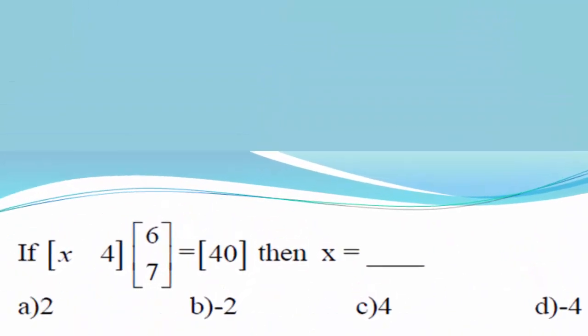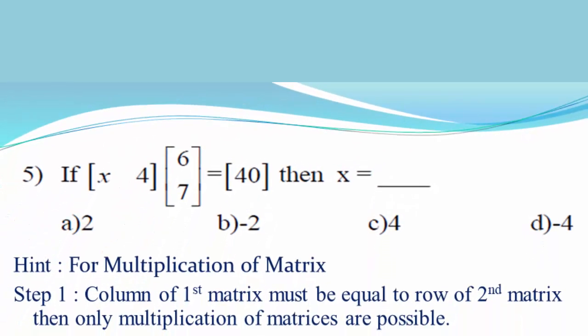The next question is question number 5. That is, if the matrix x, 4 of order 1 by 2 into matrix 6, 7 of order 2 by 1 is equal to matrix 40 of order 1 by 1, then the value of x is. So, students, here we have used in the LHS the concept of multiplication of matrices. The rule of multiplication of matrices is the columns of the first matrix should be equal to the rows of the second matrix. Then only matrix multiplication is possible.